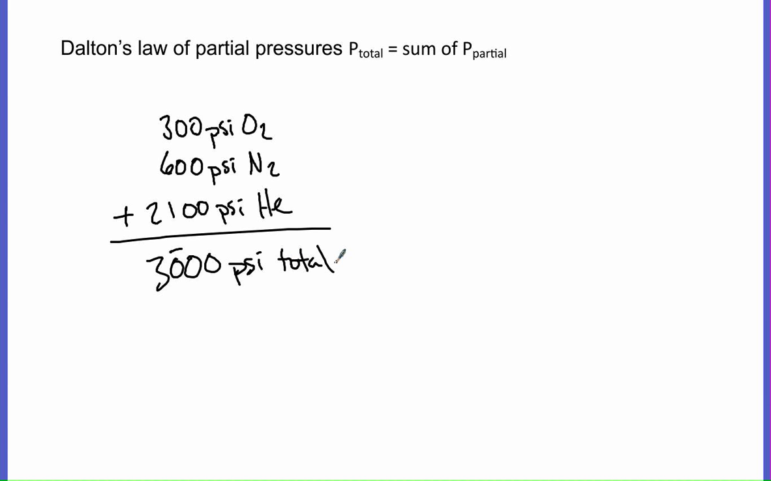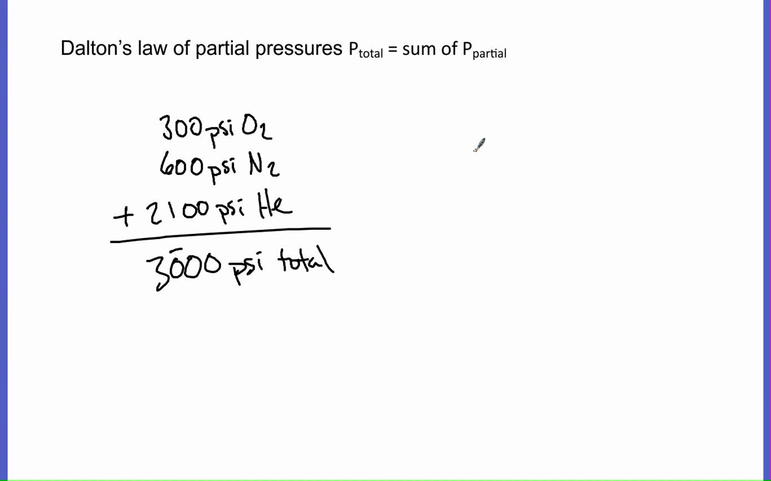But there are other complicated versions of it, right? Maybe I told you that the total was 3,000, and I told you that you had 300 and 600 for the oxygen and nitrogen, and I'd ask you what is the partial pressure for that helium? So it's the same thing, you just do the opposite. You'd subtract from that total to get one of the parts that's missing.